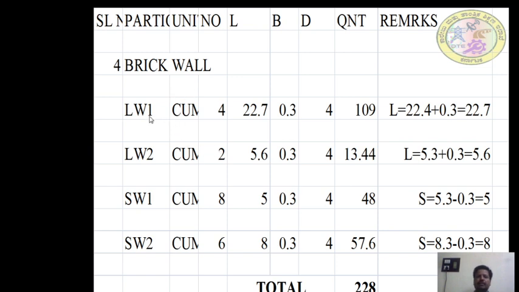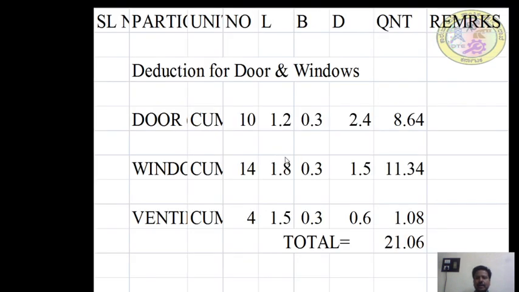Next, brick wall. Brick wall LW1, cubic meter. So L equals 22.4 plus 0.3, 22.7, and the thickness of the wall is 0.3. The height is 4 meter. So total LW2 is equal to 5.3 plus 0.3 equals 5.6, and the height is 4 meter, from floor level to ceiling level. Same as SW1 and SW2, calculate it.